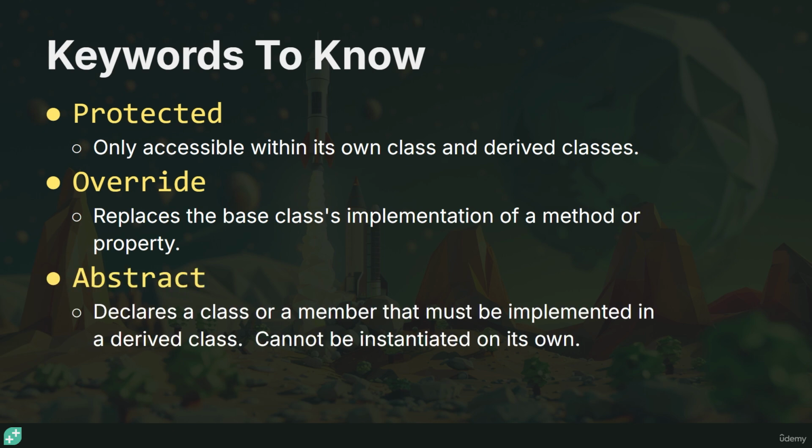The last keyword that I'd like to talk about is the keyword abstract. It declares a class or a member that must be implemented in a derived class. However, it can't be instantiated on its own. I know some of this can sound overwhelming at first, but like everything else in Unity and C#, once you start to become acclimated with some of these keywords, I think we can start to demystify what they mean pretty quickly.